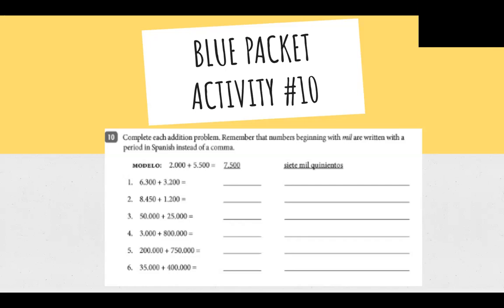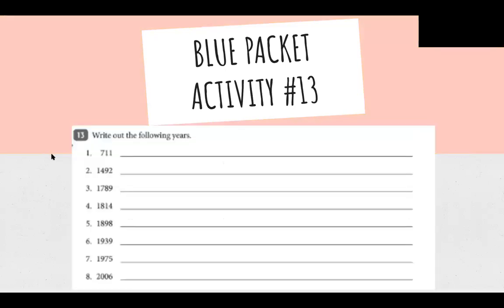35,000 más 400,000. The answer should be 435,000. And 435,000 in Spanish is 435,000. So check your answers. Make sure that you have them all correct. If you did answer all of them correctly, give yourself a star. I want you to draw a nice big star on that packet for that particular activity.